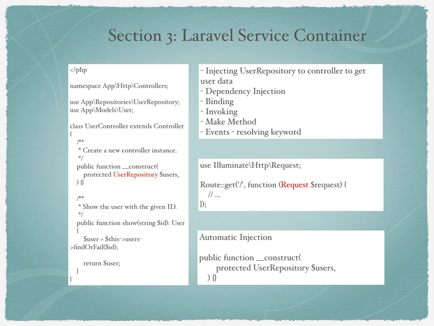By using this $user, it will automatically trigger without being called again. So automatic injection works this way. We can simply add whatever repository or dependency we require into the constructor, and then it will be called in subsequent calls.